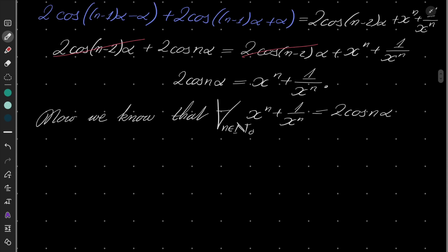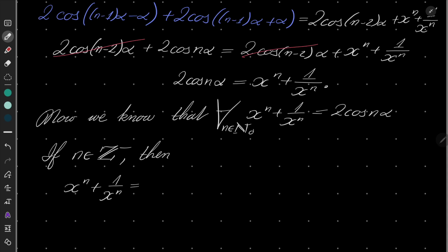Well, if n is a negative integer, then let's notice the following. X to the power of n plus 1 over x to the power of n is just the same as 1 over x to the power of minus n plus x to the power minus n. And now we have, again, positive exponents. So, by our result that the statement is true for every natural number, we know that this is 2 times cosine of minus n times alpha.